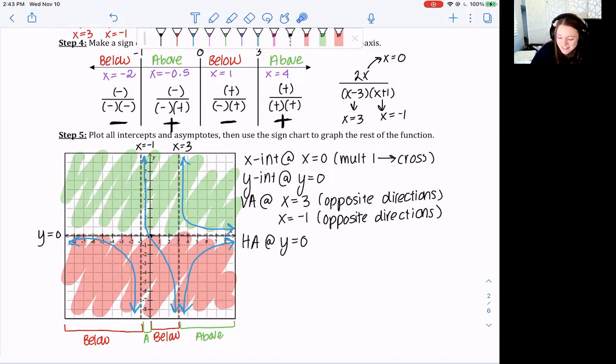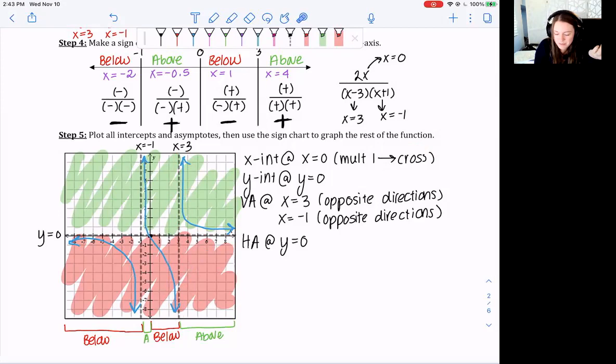It's 1. It's 1 for 2 reasons, and excellent work, guys. I'm so proud of you guys. There's 2 reasons that it's 1. First reason is on either side of this asymptote, because it had a multiplicity of 1, it needs to go in opposite directions. So that's one way we could have figured it out.